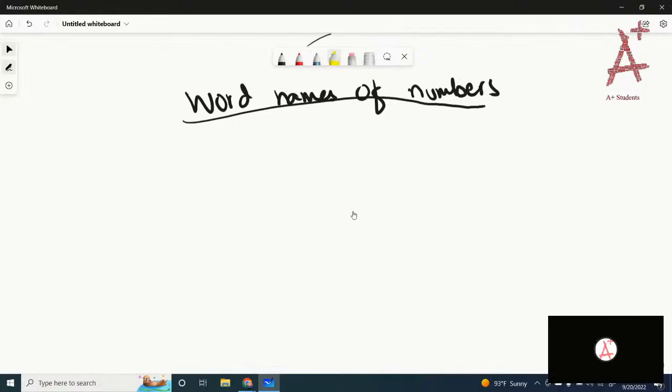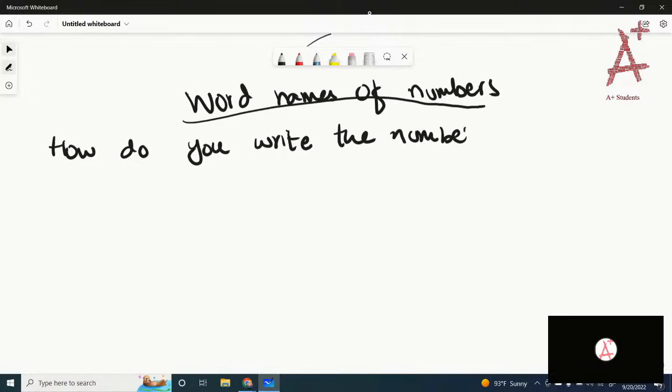Okay, let's start with an example. How do you write the number using words? Okay, so the number is 400.